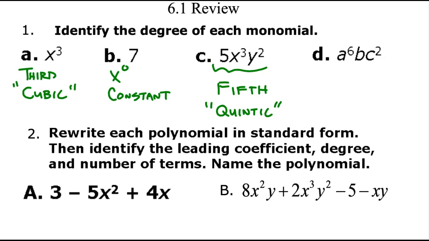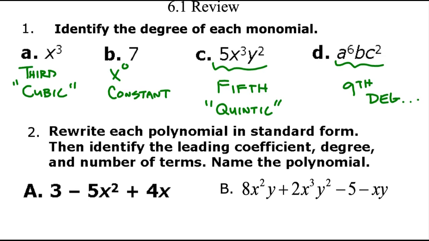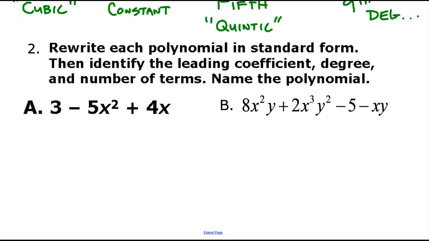And letter D has 3 variables, so that one's going to be ninth degree. All right, so watch out for those goofy monomials and their multiple variables. Down here, these should hopefully be the easy questions. Put in standard form, identify leading coefficient, degree, number of terms, name it.